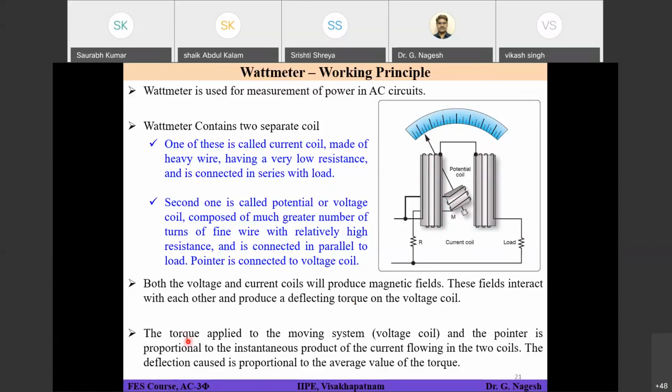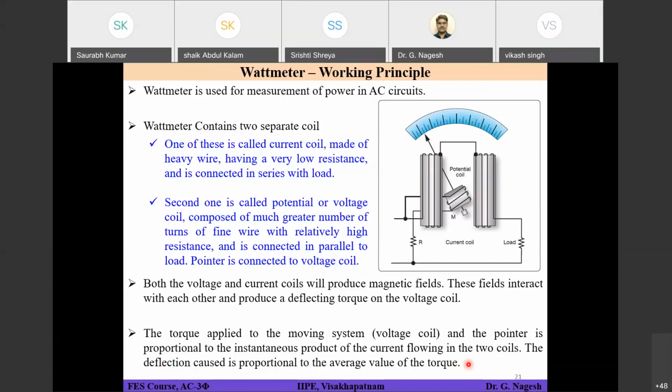The torque applied on the moving system, here the moving system means voltage coil and the pointer, is proportional to the instantaneous product of the currents flowing in the two coils. That means it should depend on the current flowing in the two coils. That's why some force is acting on the potential coil. The deflection caused is proportional to the average value of the torque. So it will give you some average value of torque, which will be seen as the reading on your screen.